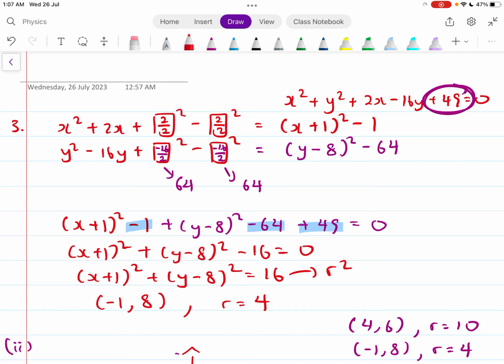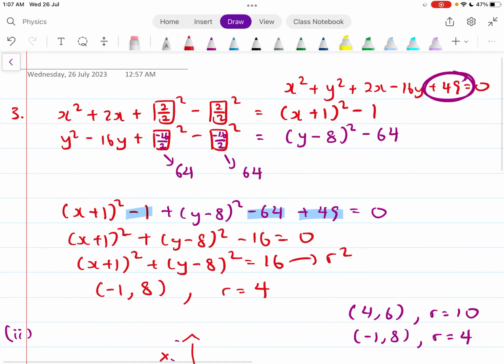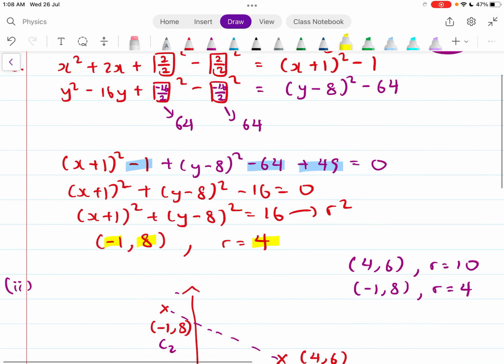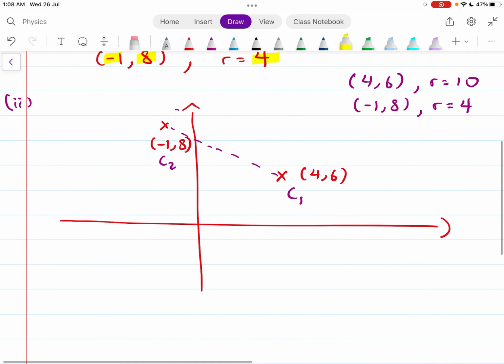If you complete the square correctly, you should be able to get the center of the circle to be (-1, 8), and of course the radius of the circle to be 4. So for this part, I'll leave it to you. Okay, what about part 2? Part 2 is a difficult one.